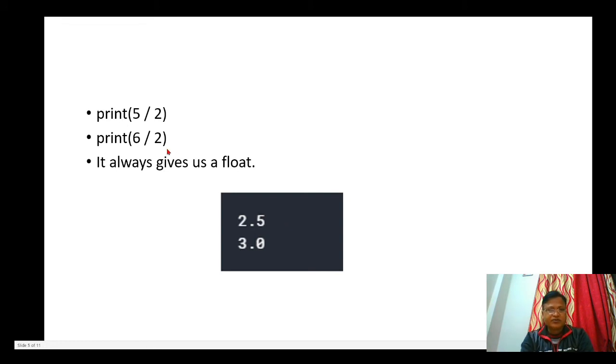So let's see a few examples. Suppose I have written 5/2. As I have already described, the slash symbol will always return a quotient that is in decimal form. So here you can say the output will be 2.5. It is clearly returning a float type of data, the data type which contains the decimal portion also. And similarly, if we calculate 6/2, then the quotient will be 3.0, which you can see is also in decimal only.